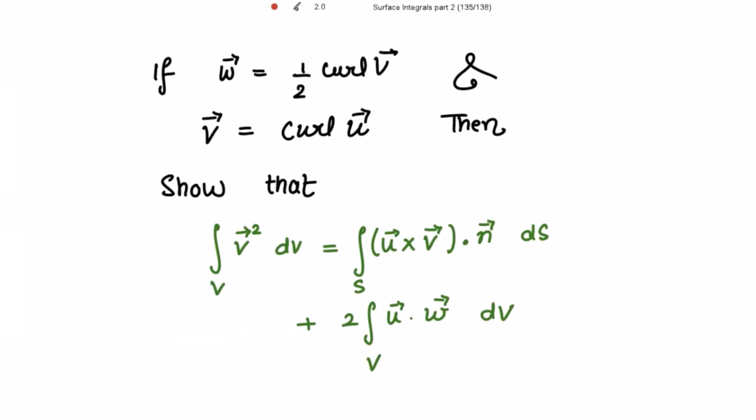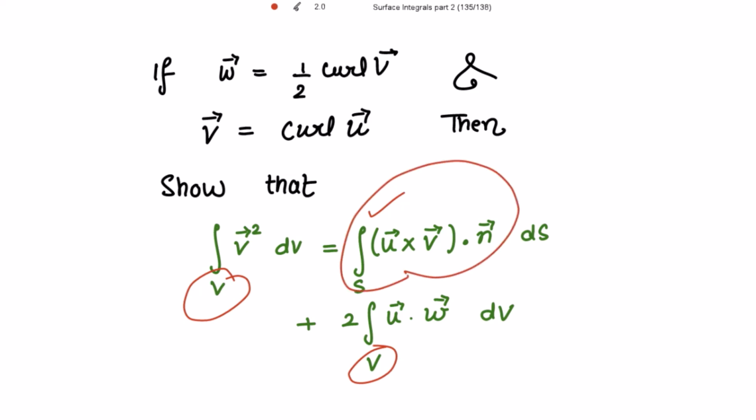W vector is equal to half of curl of V vector and V vector is equal to curl of U vector. Then we have to show that this volume integral is equal to sum of the surface integral and twice of this volume integral. Now these are two volume integrals, right? And this alone is a surface integral. So we need to apply the Gauss's divergence theorem over the surface integral.